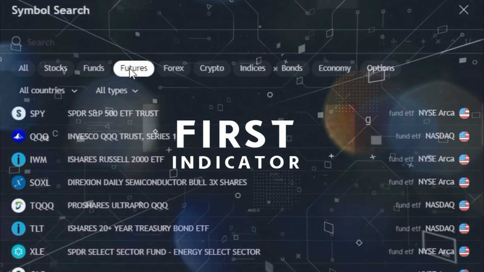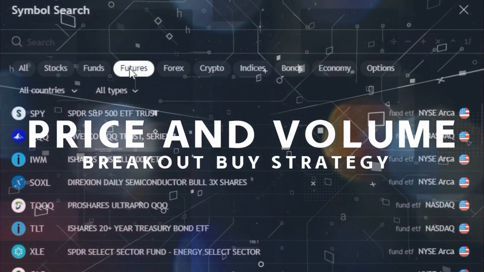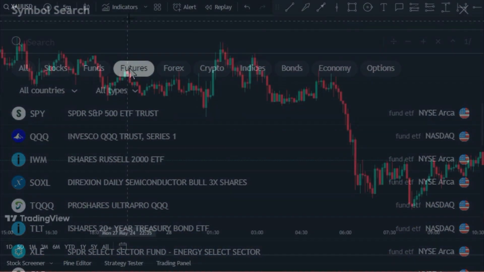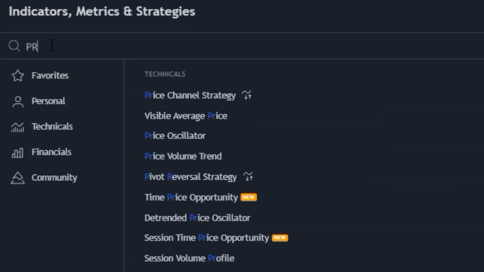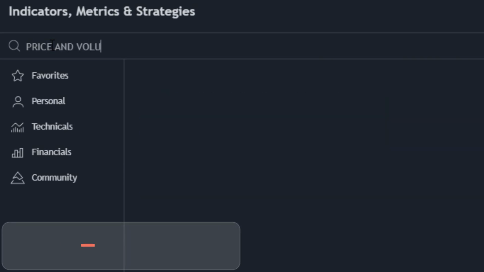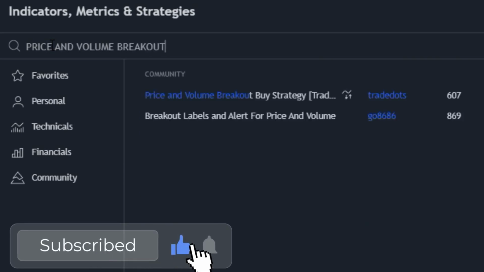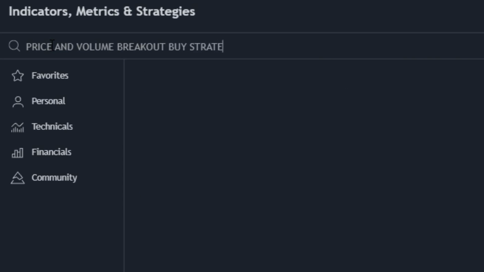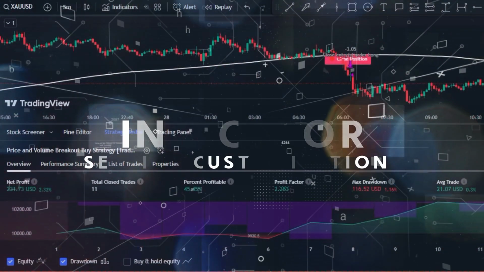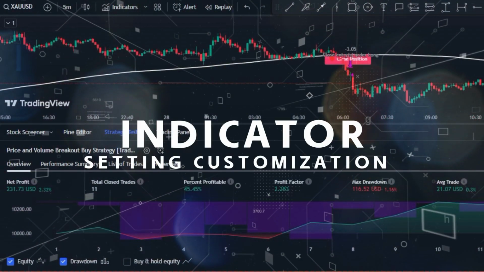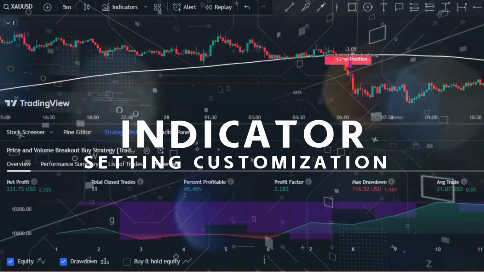We'll kick off with a fantastic free indicator called Price and Volume Breakout Buy Strategy. To add it to your chart, head over to the indicator section, type the name into the search bar, and select the indicator from the results. It's as simple as that. We'll start by tweaking a few settings with the Price and Volume Breakout Buy Strategy indicator to make it work best for our scalping approach. Just follow along and we'll have it set up in no time.